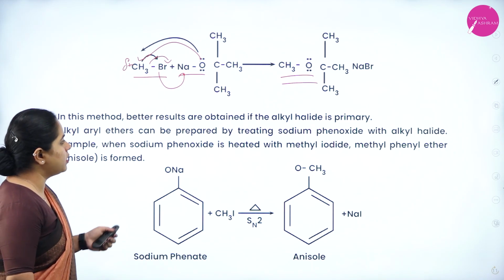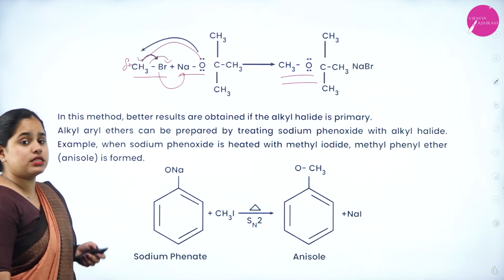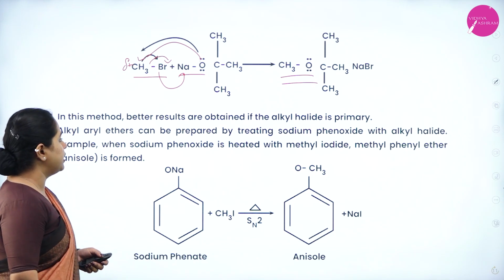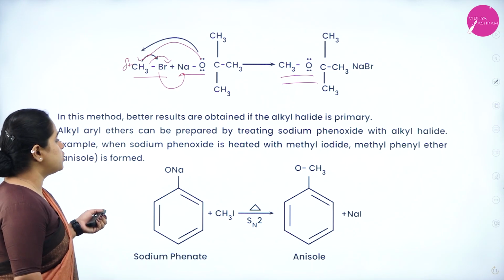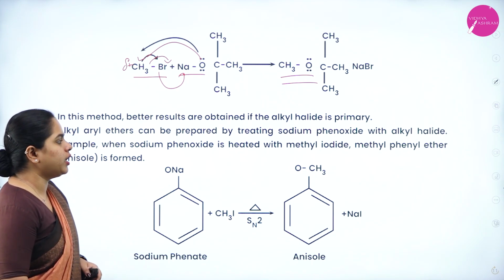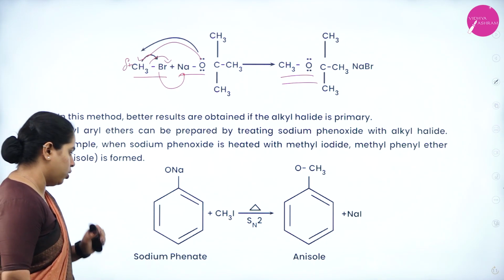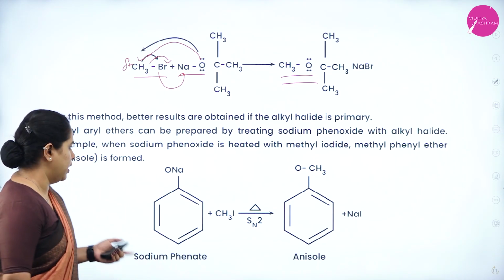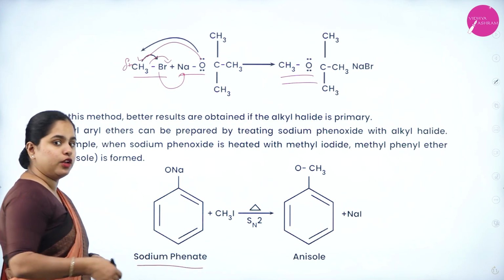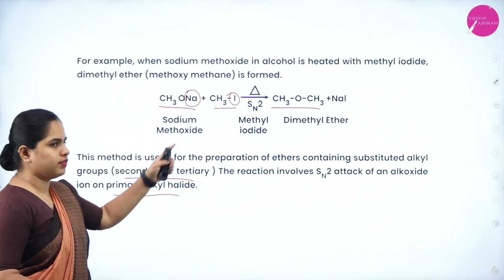Now in this method, better results are obtained if the alkyl halide is primary. Alkyl aryl ethers can be prepared by treating sodium phenoxide with alkyl halide. When sodium phenoxide is heated with methyl iodide, methyl phenyl ether is formed. Okay, so you can also form aryl alkyl ether as well. So here we have taken sodium phenoxide. So this was alkoxide which we have taken.